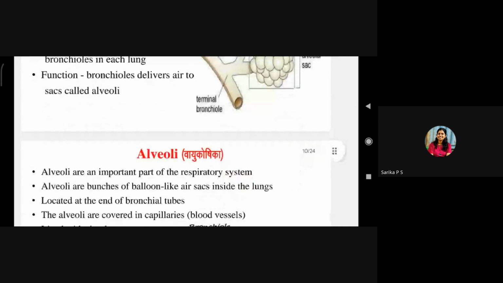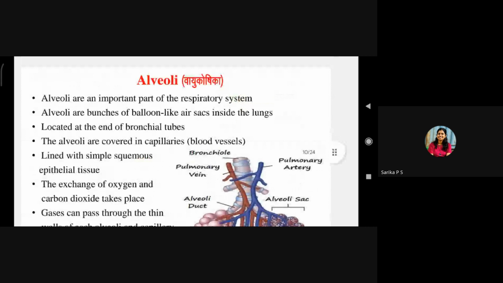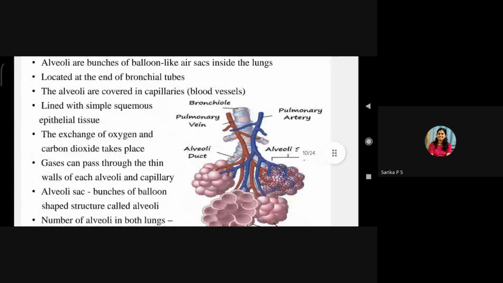Next is alveoli. Alveoli are an important part of the respiratory system. Alveoli are branches of balloon-like air sacs inside the lungs, located at the end of the bronchial tubes. The alveoli are covered in capillaries, or blood vessels. The smallest, finer, minute divisions of blood vessels are known as capillaries. I hope you know the concept of capillaries. So the alveoli are covered with capillaries.